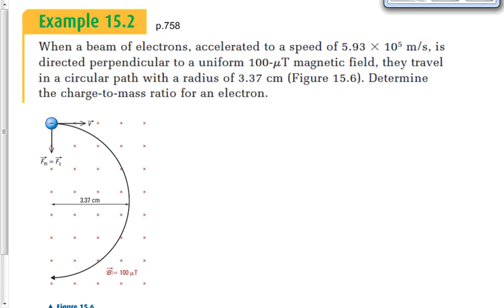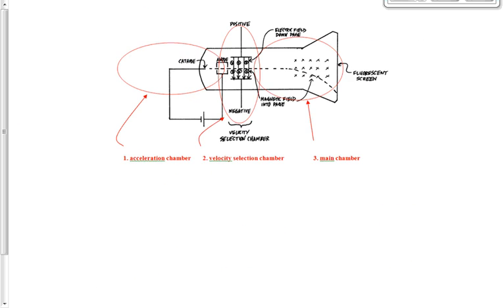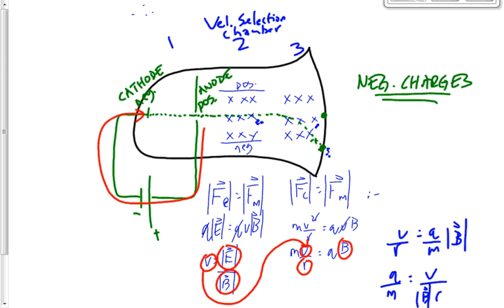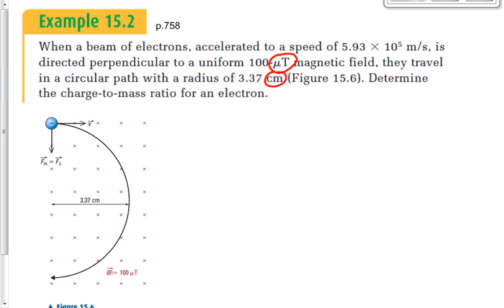When a beam of electrons accelerated to a speed of 5.93 times 10 to the 5 is directed perpendicular to this magnetic field, they go in a circular path with this radius. What's the charge to mass ratio? Which section of the cathode ray tube is this? 1, 2, or 3? We've got a magnetic field. It's going in a circle. Which section is it? It's the third section, right? Sometimes we call that the main chamber.